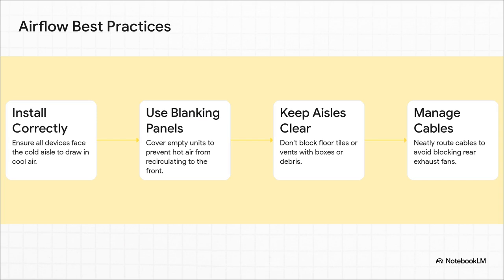So here's the really crucial point. Maintaining this airflow is a discipline. It's not optional. Putting a server in backwards, that's a catastrophic mistake. But even tiny things like using these little blanking panels to cover up empty slots are absolutely vital. Without them, the hot exhaust air from the back just circulates right around to the front, which contaminates the cold aisle and makes the cooling systems have to work way, way harder.